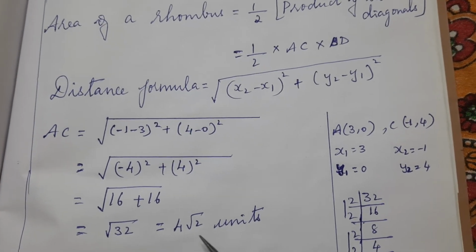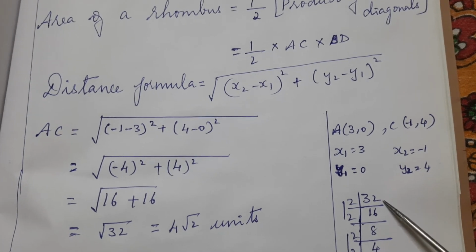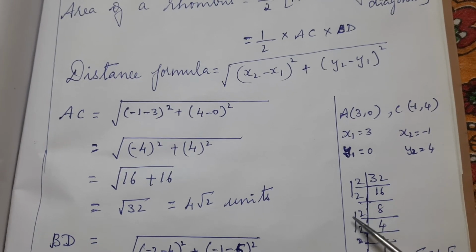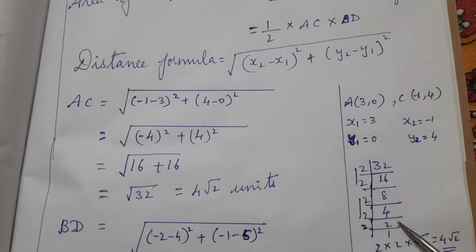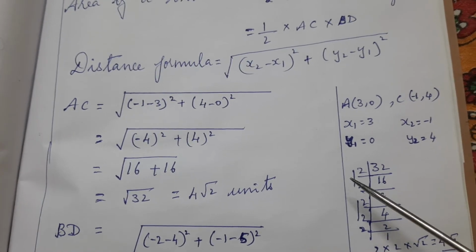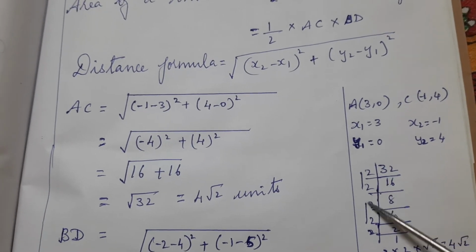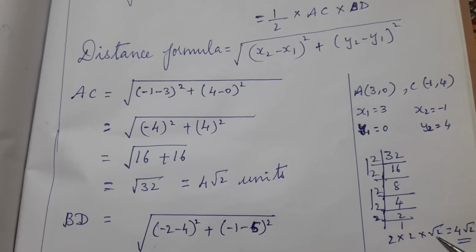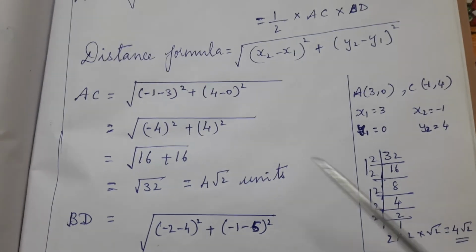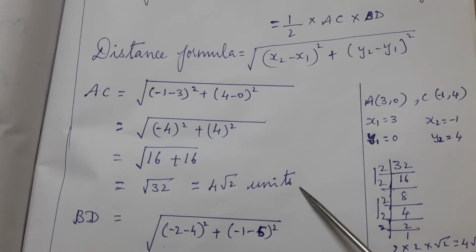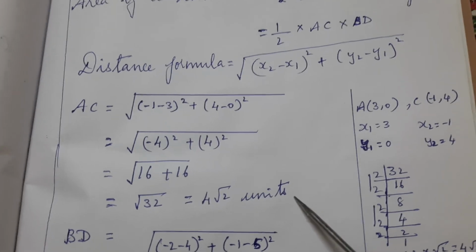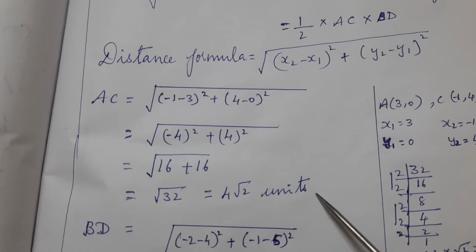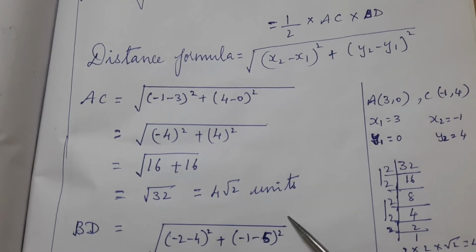Root 32: let us find the factors. 32 divided by 2 is 16. 16 divided by 2 is 8. 8 divided by 2 is 4. 4 divided by 2 is 2. 2 divided by 2 is 1. So for a square root, you have to pair. When I pair the 2s, 2 is left out. So 2 into 2 into root 2. It becomes 4 root 2 units. We are writing units; I have told you before, whenever there is a length, we have to write units, because length is measured in some units, maybe meter or centimeter. But here nothing is given, so you have to write units.